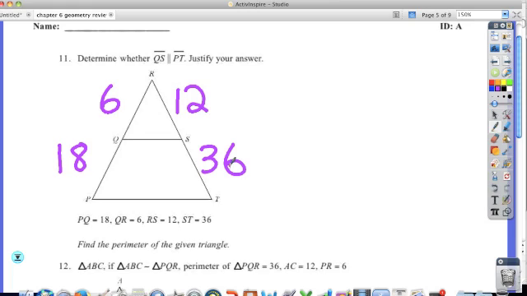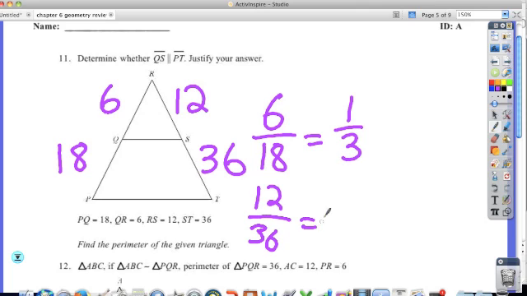Okay, so you make a proportion and see if it's equal to each other. So I did 6 to 18, which simplifies into 1 to 3. And then you check if 12 to 36 simplifies into 1 to 3. So they're similar. I also just said, well, 6 times 3 is 18, and 12 times 3 is 36. So they're going to be proportional.